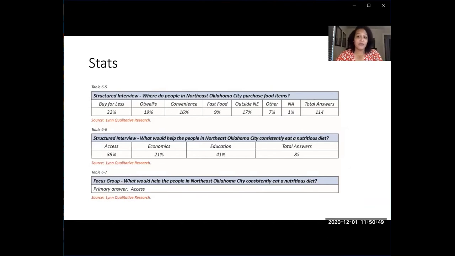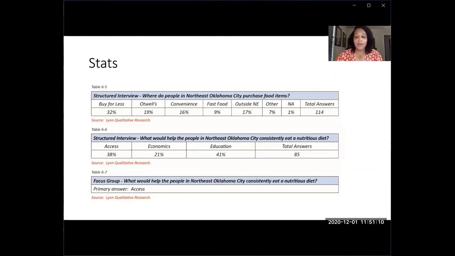And you can see that about a third of the respondents get their food from Buy for Less. There's another more community locally owned store, Otwell's. And when asked what would help the people in the East Side consistently eat a nutritious diet, the number one answer, almost 40%, said access. And I think that's really important, again, thinking about centering the community.